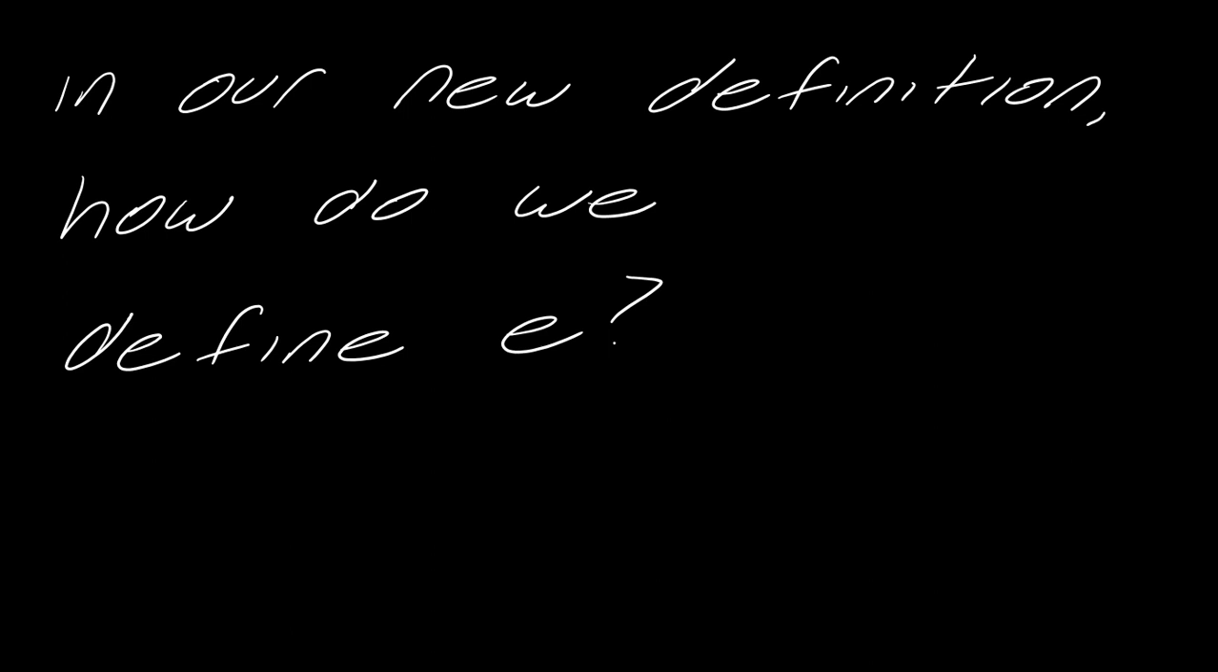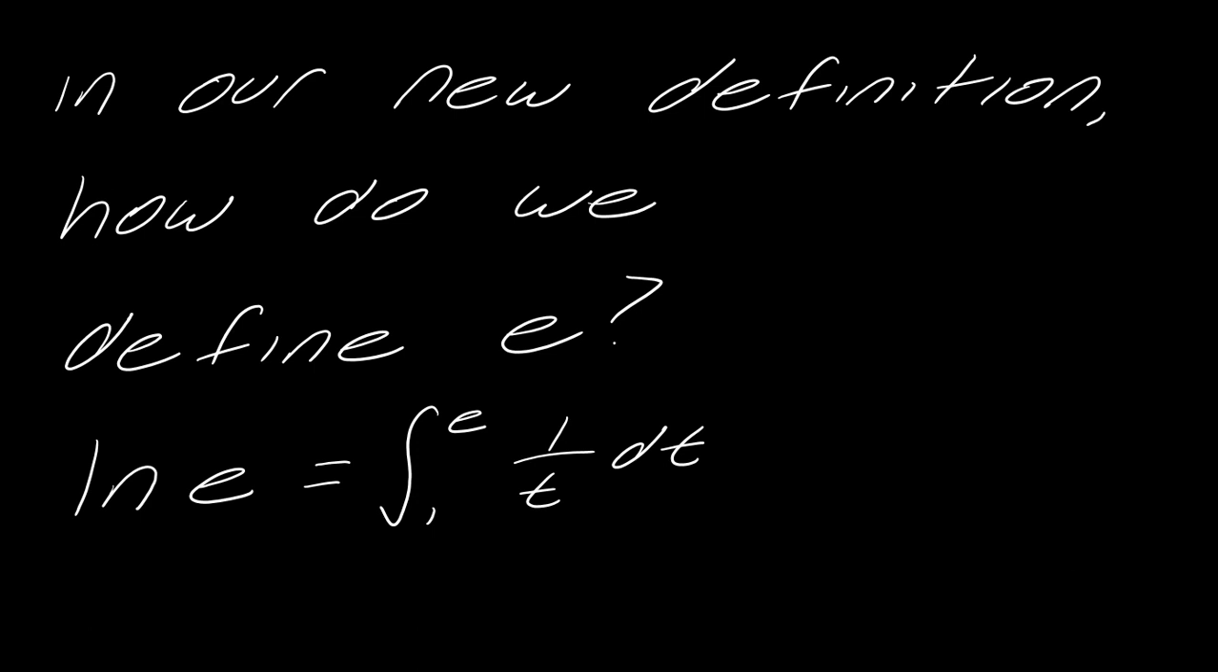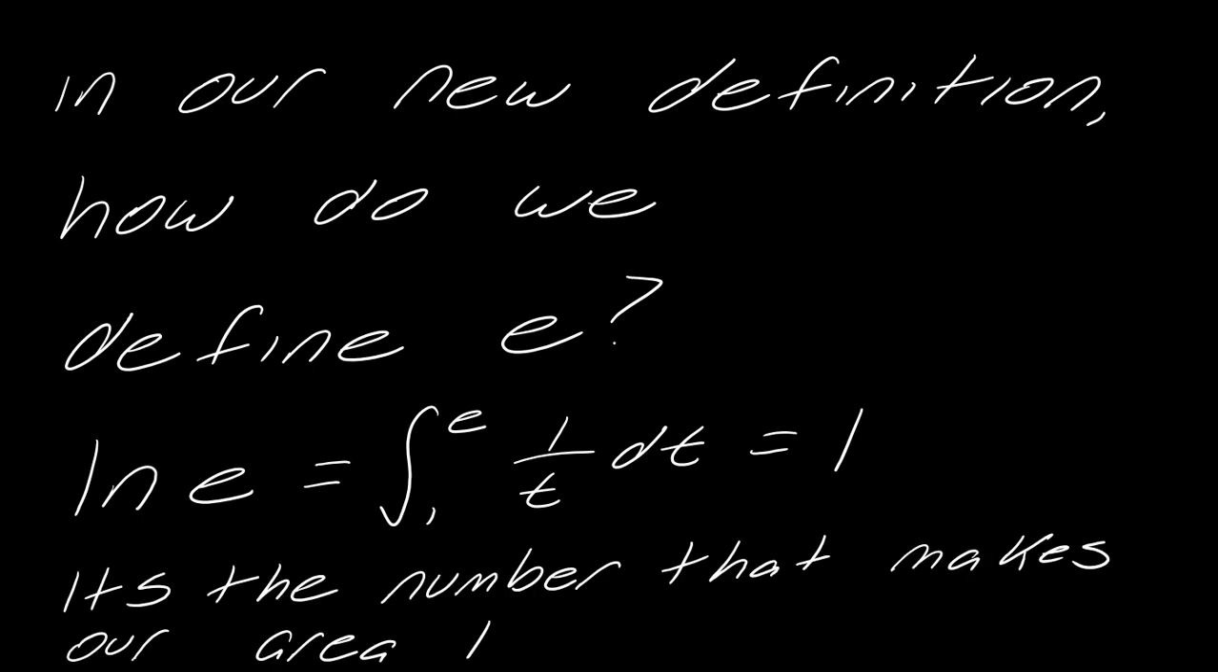So how would we actually define e now? What I mean is the natural log of e. If you think about it, this is what I would plug in, right? I'd put e into this. And if we are thinking about e in this definition, we know that this has to equal 1. Intuitively, we know the natural log of e should equal 1 because this is a property of logarithms. So e is the number that makes this area 1.